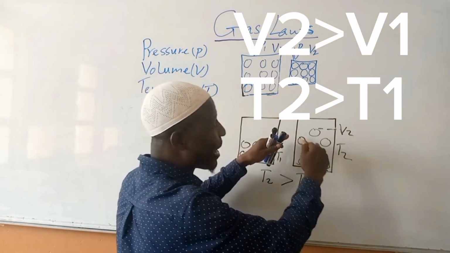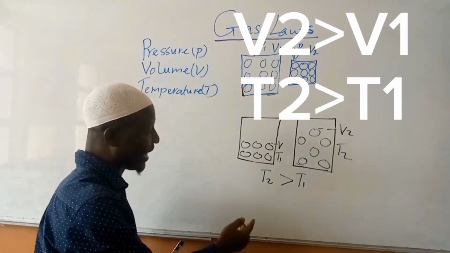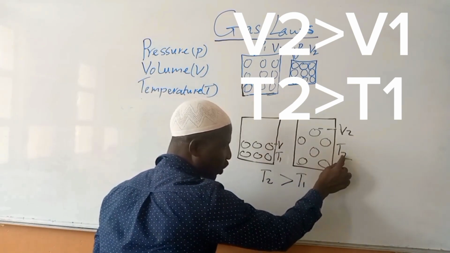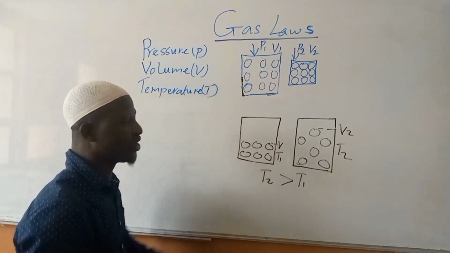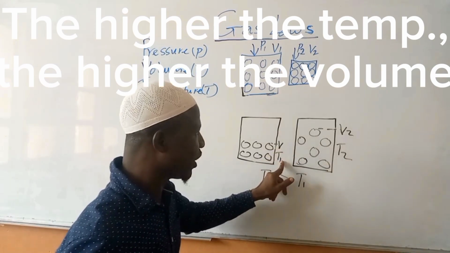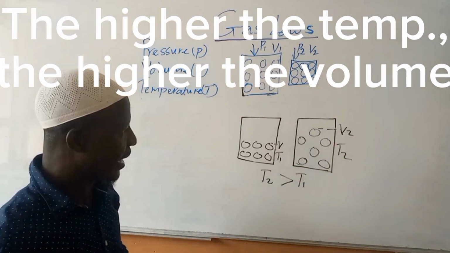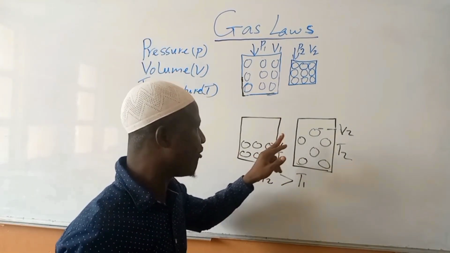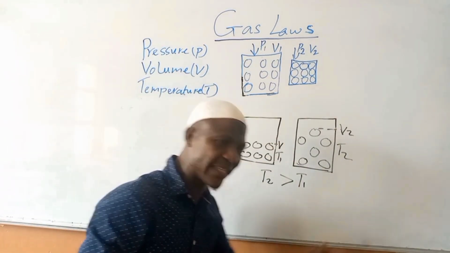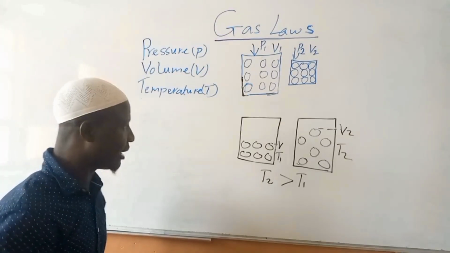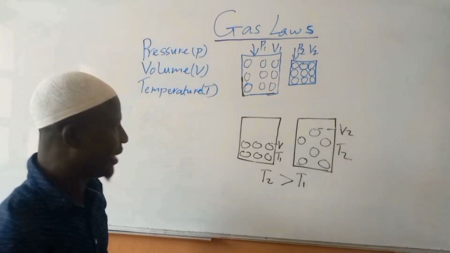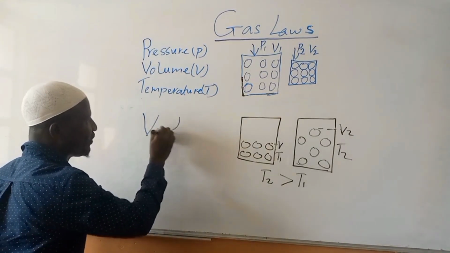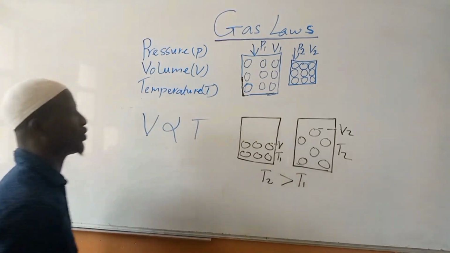Likewise, they will occupy more volume, so that the volume here is greater than the volume here, because the temperature here is greater than the temperature here. Which shows that the higher the temperature, the higher the volume. So we can say temperature and volume are directly related, like what we did under Pressure law. Then we express it mathematically like this: volume varies directly with temperature.